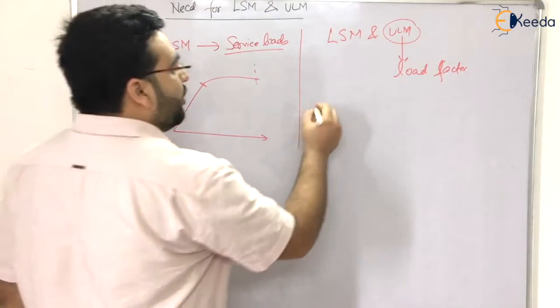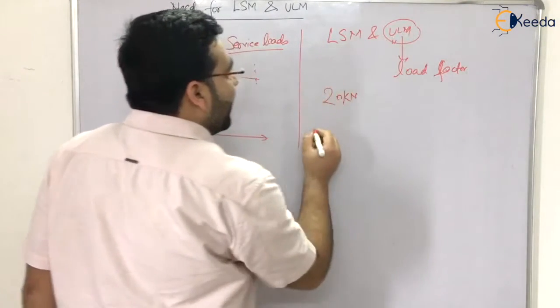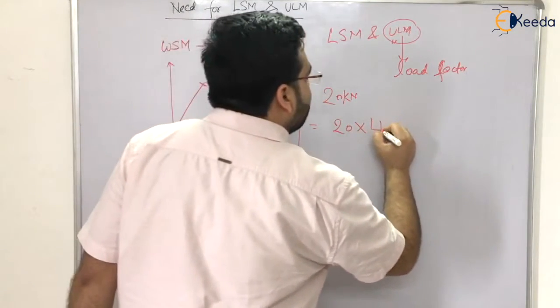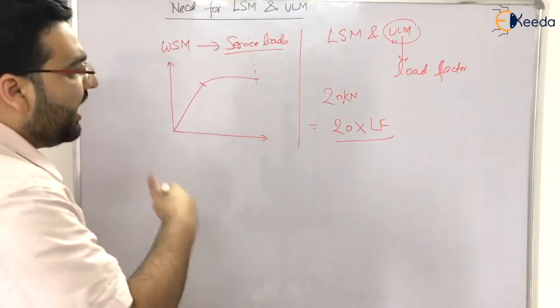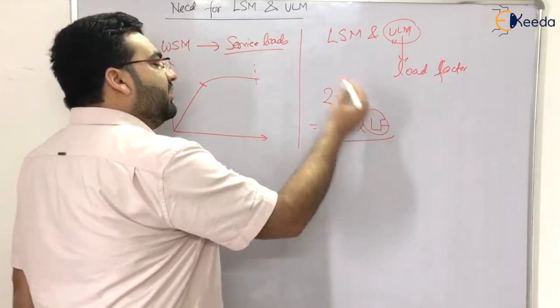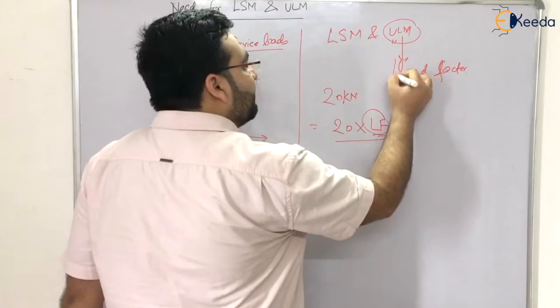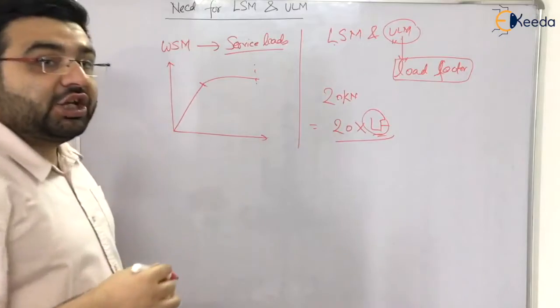For example, the load is given to you as 20 kilonewton. If you are designing it with ULM, we multiply 20 kilonewton with a load factor. The value can be 2 or 3, it is generally given in the examination, and by local experiments we get the value of the load factor. It is also asked in examination whether the concept of load factor is in ULM, LSM or WSM. It is actually in ULM.